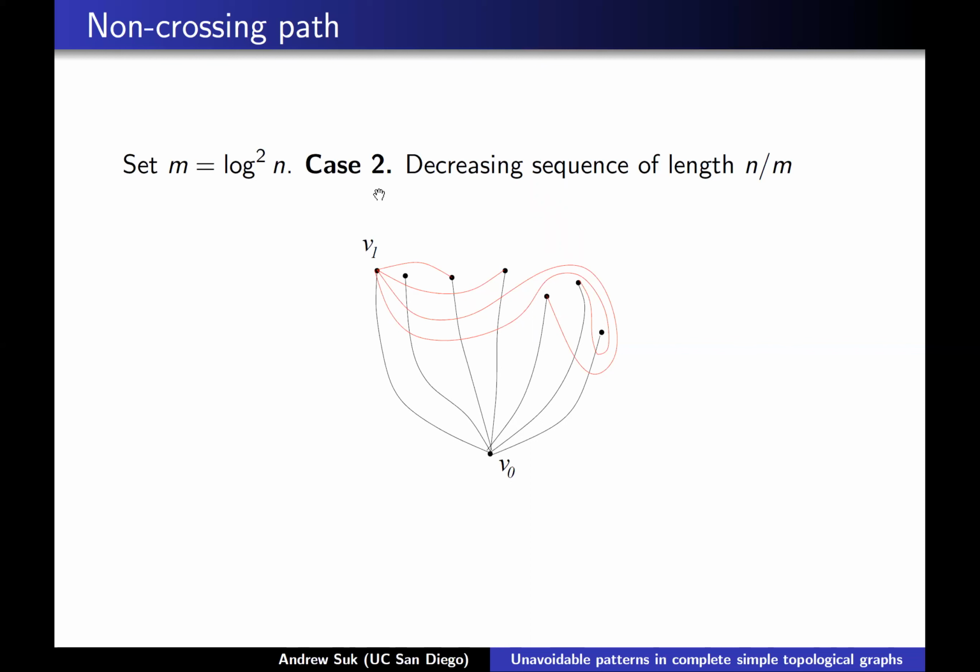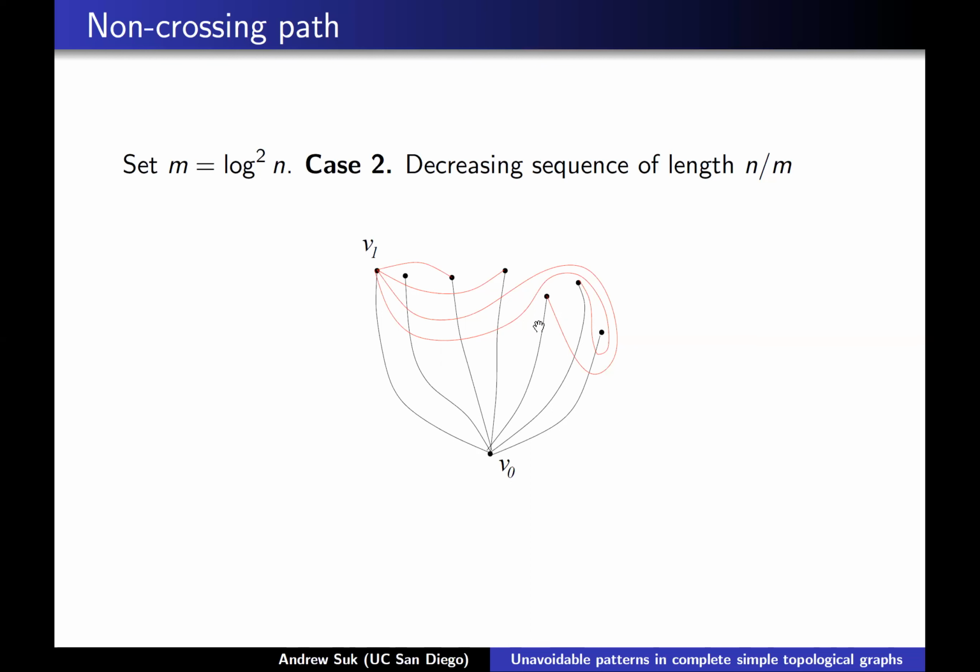So in the second case, if we don't have a planar K2M, that means when we look at the edges emanating out of V1 in this counterclockwise direction, we should have a decreasing sequence of length N over M. As I read these edges going from here to here, this edge goes way out to here, and then this edge goes closer, and then this edge comes even closer, and then this edge's endpoint is even closer. So I called it decreasing. So you'll have a decreasing sequence of length N over M by Erdos-Szekeres.